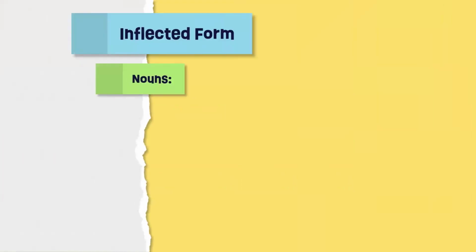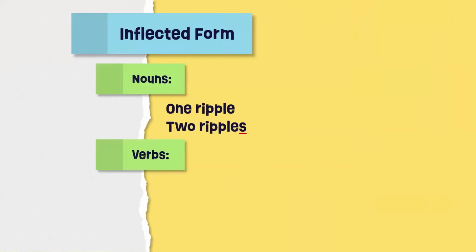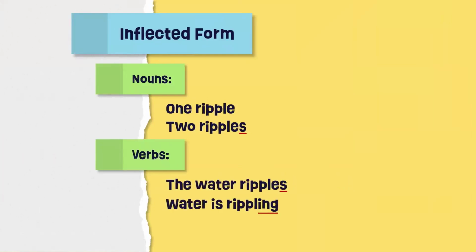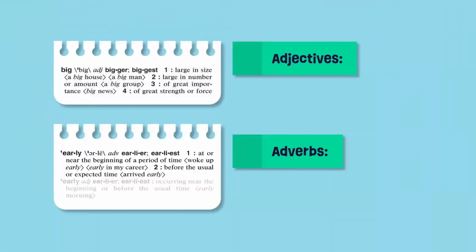Many words have more than one form. For example, most nouns have a plural form. 1 ripple, 2 ripples. Verbs can also have different forms. The water ripples. Water is rippling. Water rippled. Adjectives and adverbs can too.